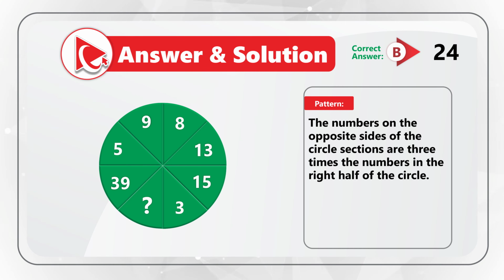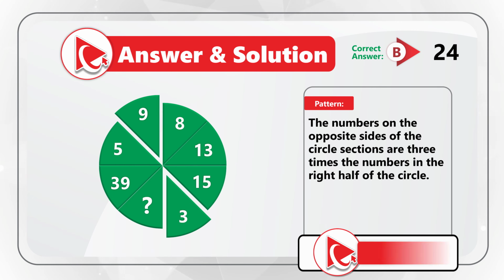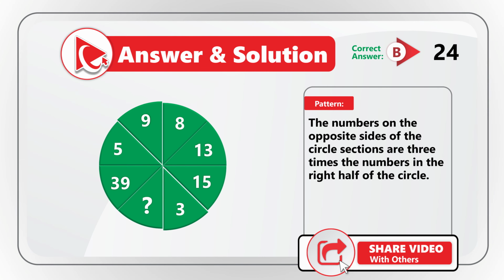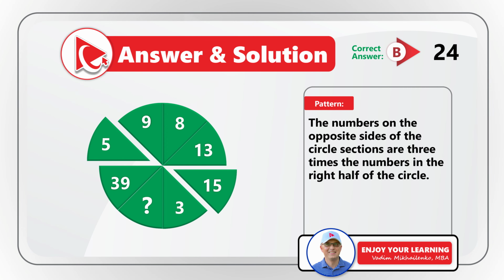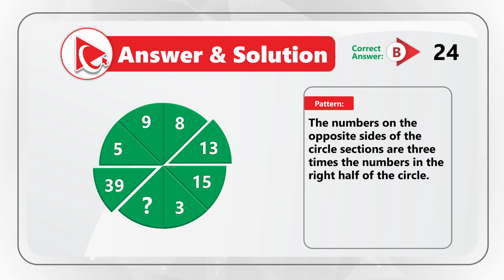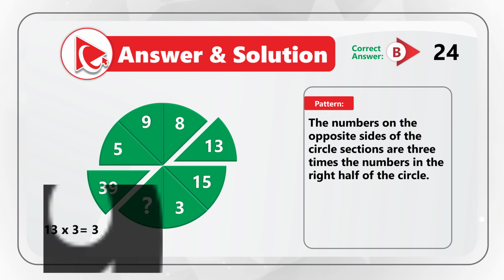Let's take a close look. For example, the numbers on the opposite sides of the 5 o'clock and 10 o'clock sections are 3 and 9. And 9 is 3 times larger than 3. The next set of numbers is 5 and 15. And 5 multiplied by 3 equals 15. The next set is 13 and 39. And obviously, if you multiply 13 by 3, you will get 39.